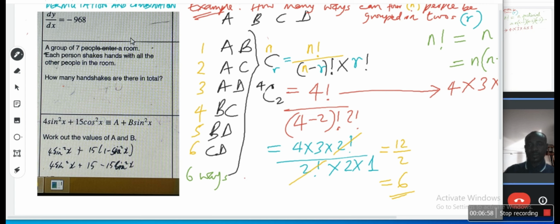A group of 7 people enter a room, it doesn't really matter. Each person shakes hands with all the other people in the room. How many handshakes are there in total? It's just like saying, how many ways can you arrange 7 people in twos? So that would be 7 combination 2.